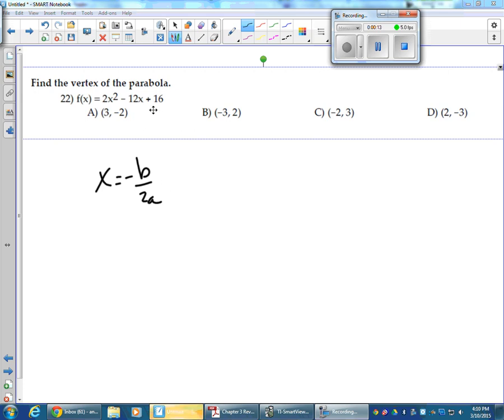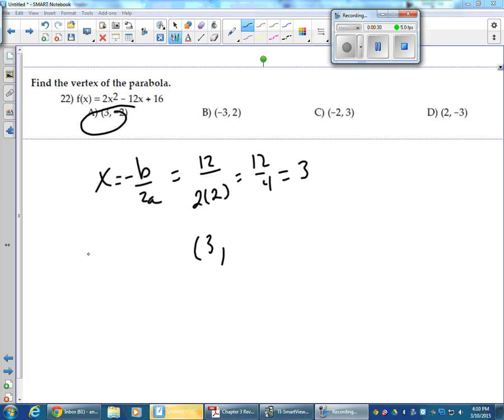So for this one, b is negative 12. So if I were to do the negative of b, that'd be a positive 12 over 2 times 2. So 12 over 4 is 3. So my x coordinate is going to be 3. And so my answer is going to have to be A. But let me just make sure.